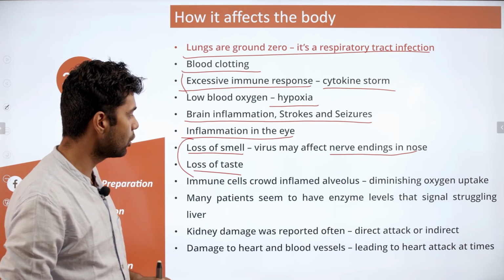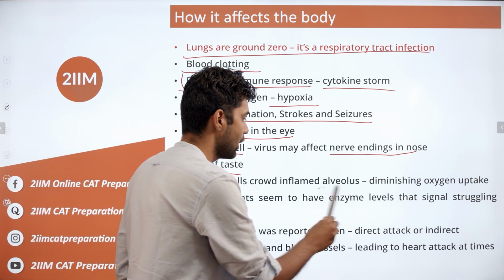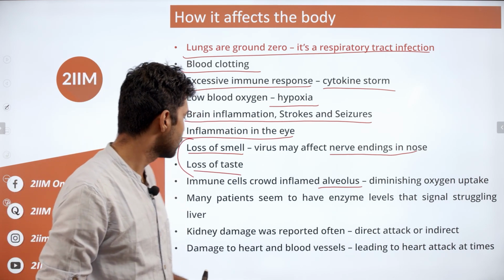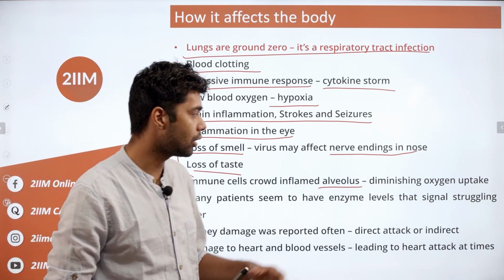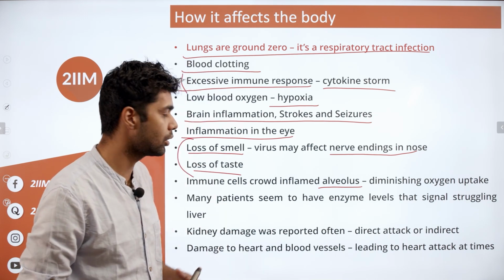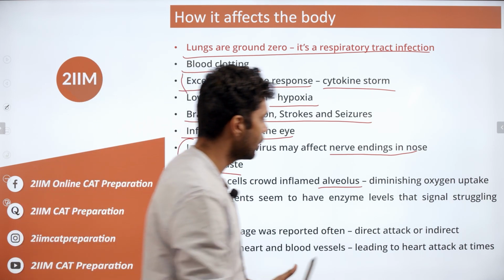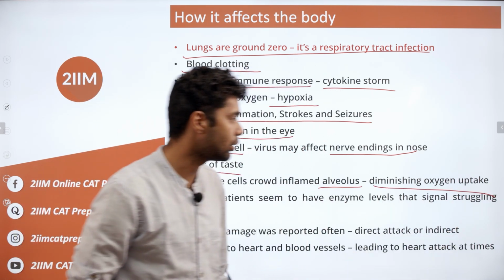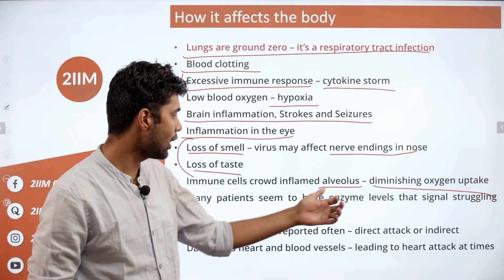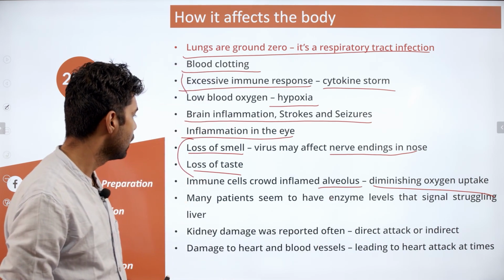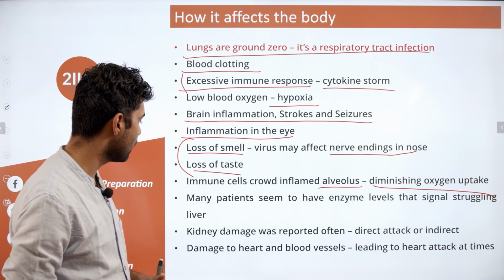Immune cells will crowd the inflamed alveolus. So alveolus is again the balloon-like structure in the lungs, which is responsible for oxygen transfer. So it is also rich in that particular receptor that we talked about. So the diminishing oxygen uptake is a very important feature here. Once the alveolus is inflamed, then oxygen uptake will be affected. So people may die because of that.